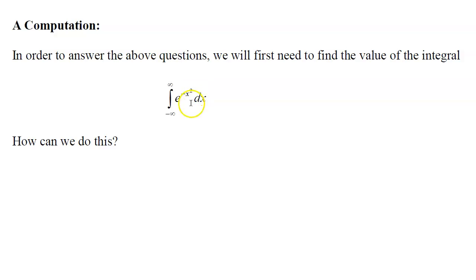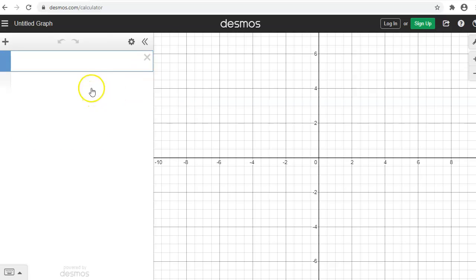Now let's actually look at this function e to the negative x squared. What does the graph of that look like? We're talking about a definite integral, an improper integral here from negative infinity to infinity. What does that graph look like? Now I've brought up here the Desmos website. This is a great website. It has an online graphing calculator.